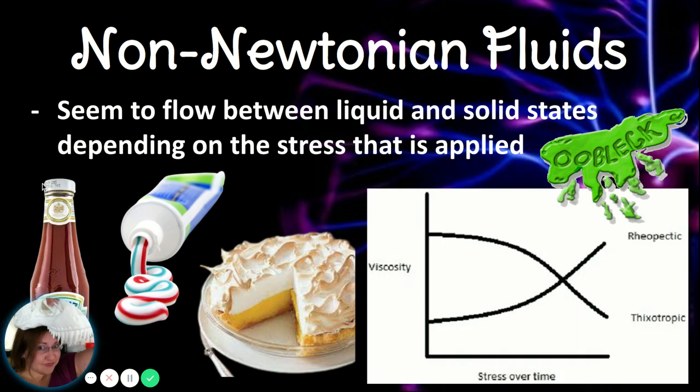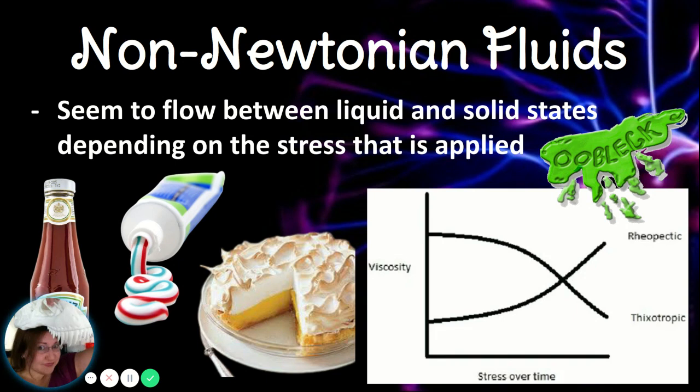So, for example, ketchup, if you've ever used ketchup in one of these glass bottles, it's really difficult to get the ketchup out of the glass bottle. Like you have to turn the bottle upside down and beat it on your hand, trying to get the ketchup out of the bottle because the ketchup is so thick. It has a really super high viscosity. So it acts like a solid.